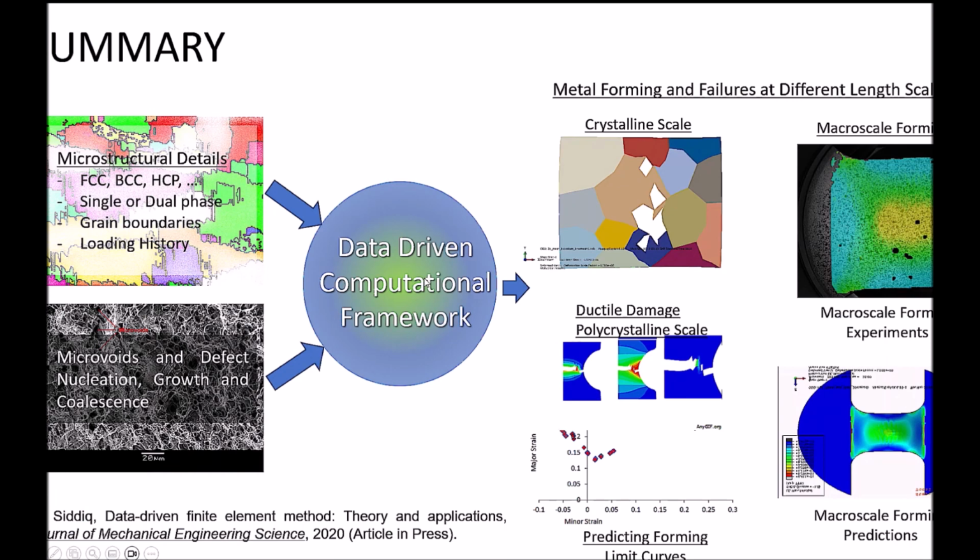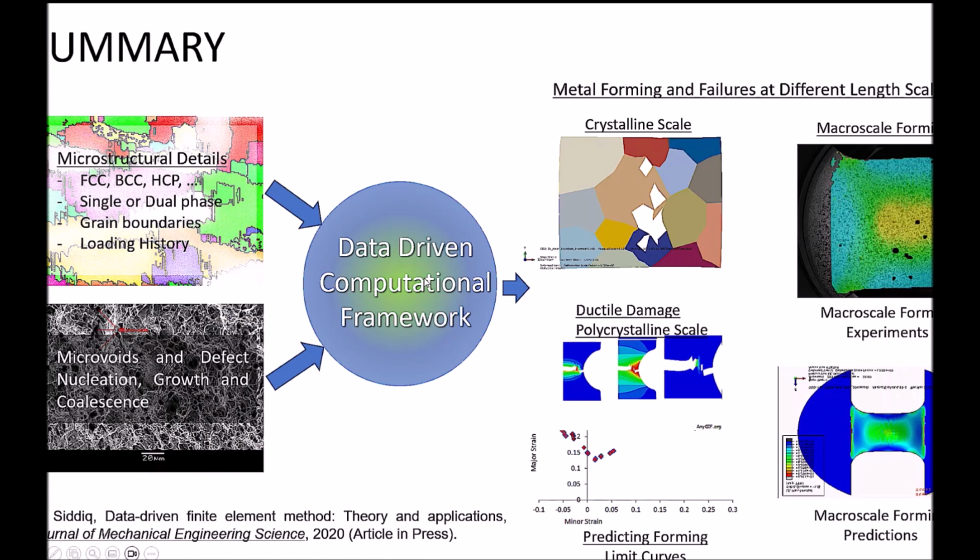So we generate data from experiments, and then we generate additional data from our models, which can support this data-driven computational framework. And we are trying to predict this kind of material behavior. Again, if you're interested in that paper, you can find more details in this article.